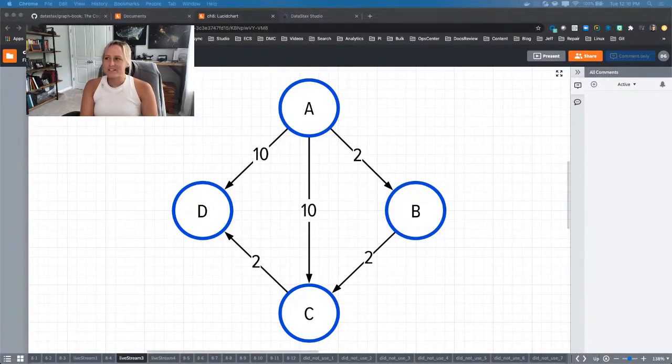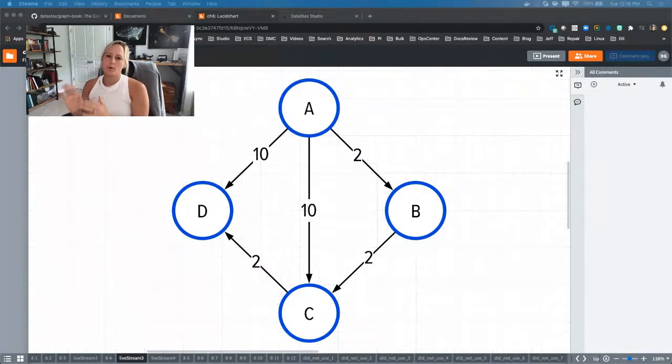So what's really interesting is when we're doing shortest weighted paths in this context, we're going to be talking about a Bitcoin graph or a Bitcoin example, but we're going to get there in a second.